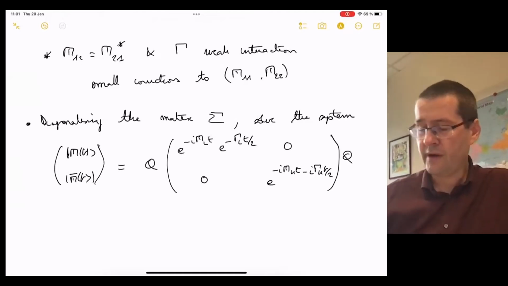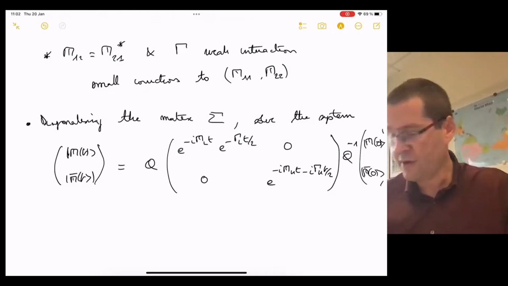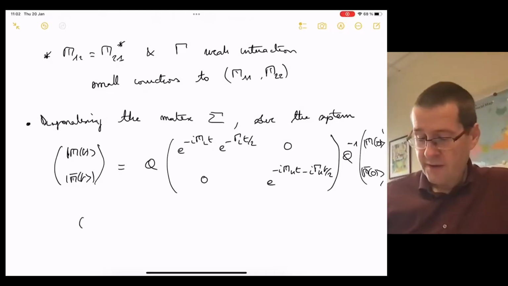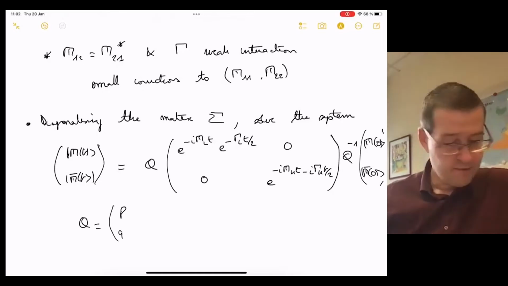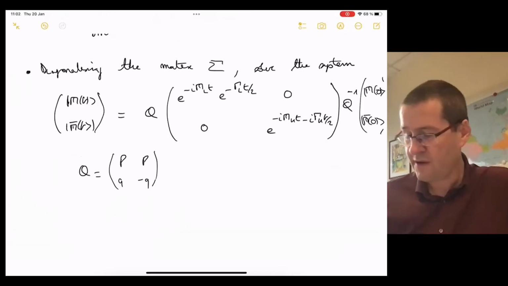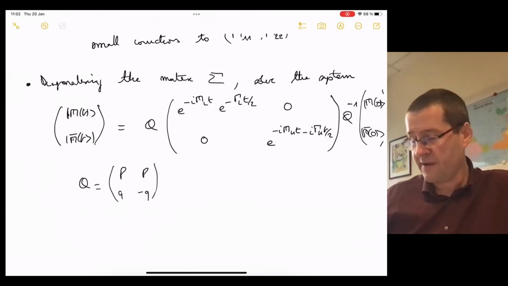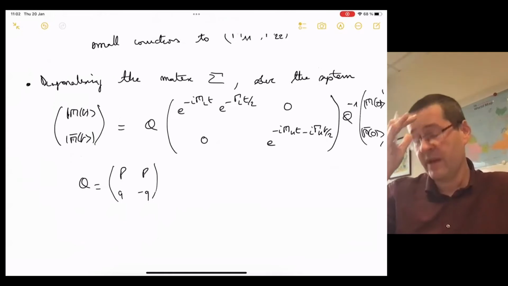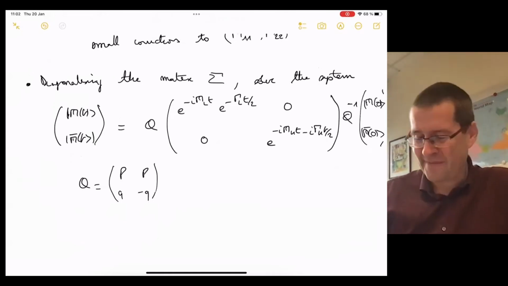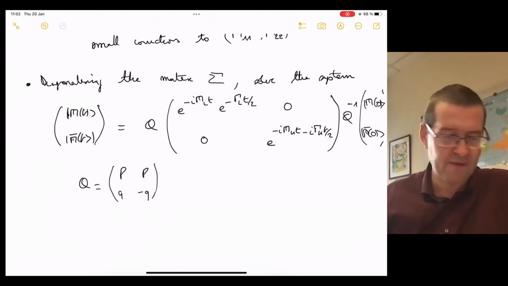Up to a matrix that is mixing the two components, and actually that is related to the P and Q terms that I introduced at the beginning. Okay, and so here you've got the mass and width of the light meson as well as the heavy meson.